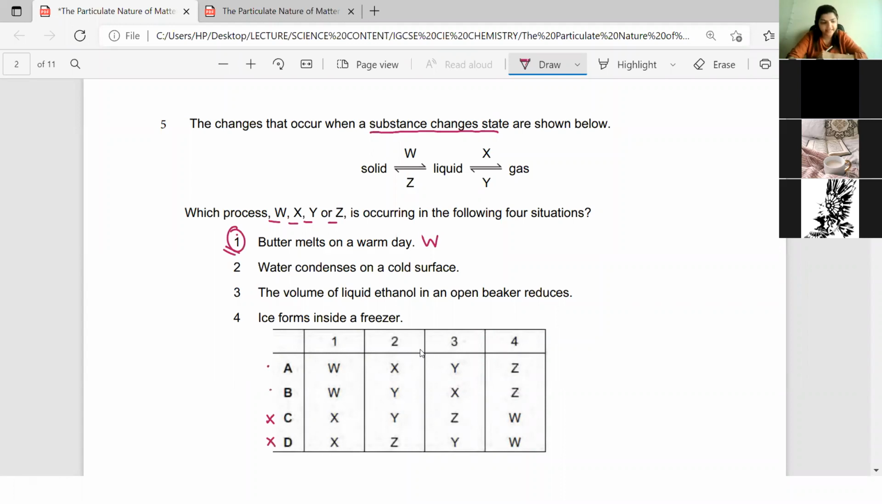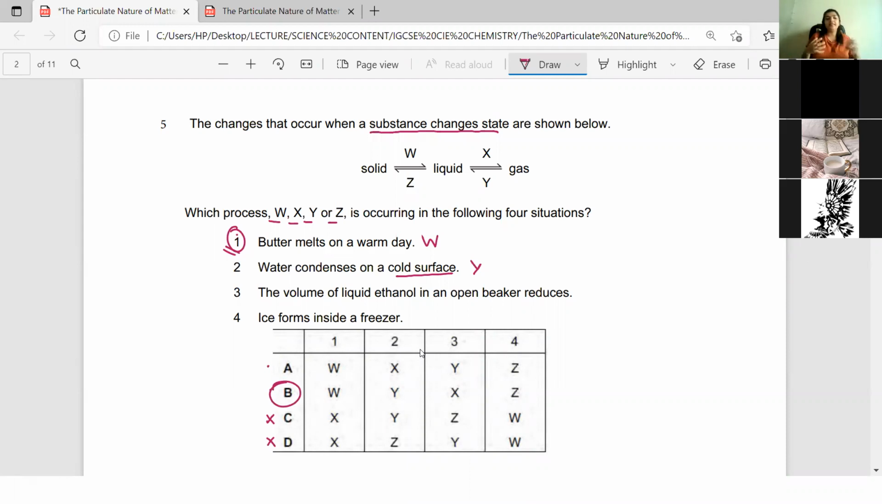Yes. Water condenses on a cold surface. So Y. Gas to liquid, that's correct. Which option has Y in the second column? Miss, B. Yes. So we don't have to look for the third and fourth option.